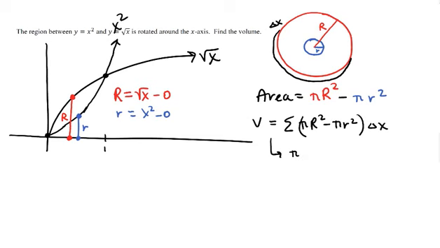What I'm going to do is factor out the pi from both terms. So it's going to be pi times the integral from 0 to 1 of large r squared minus small r squared dx. And then I'm pretty much ready to substitute in for large r and small r. Unfortunately for us, these are pretty simple things. So this is pi times the integral from 0 to 1. Large r squared would be square root x squared, minus small r squared, which is x squared squared, dx.